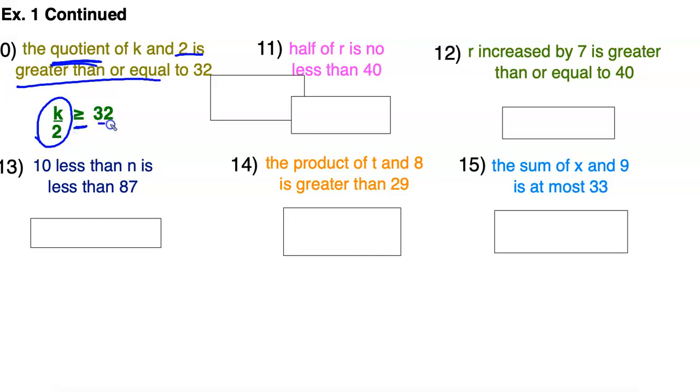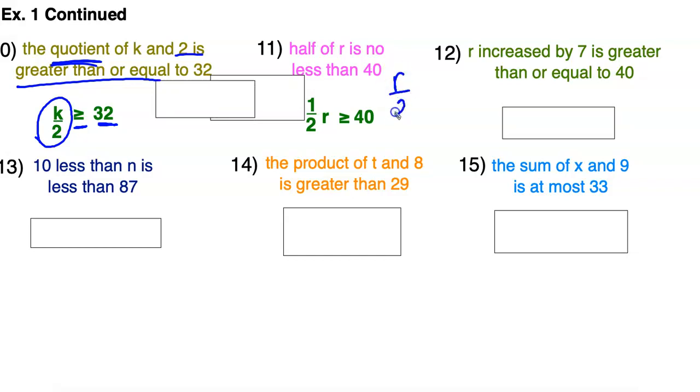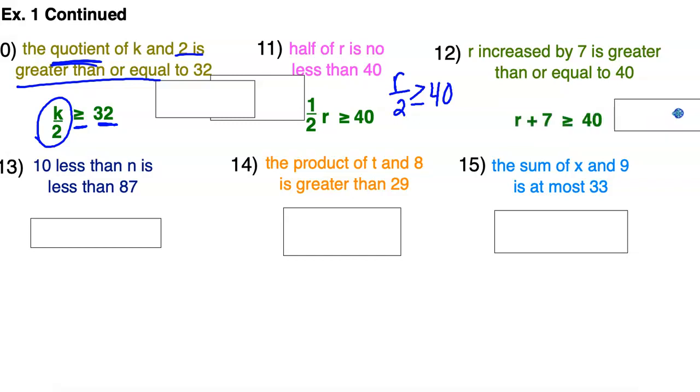So that's this, 32. So our next one, half of r. Now another way to write that is to put r divided by 2. So you could also write this like that. Half of r, no less than, remember, means greater than or equal to. Number 12, r increased by 7. Increased by means to add is greater than or equal to 40.